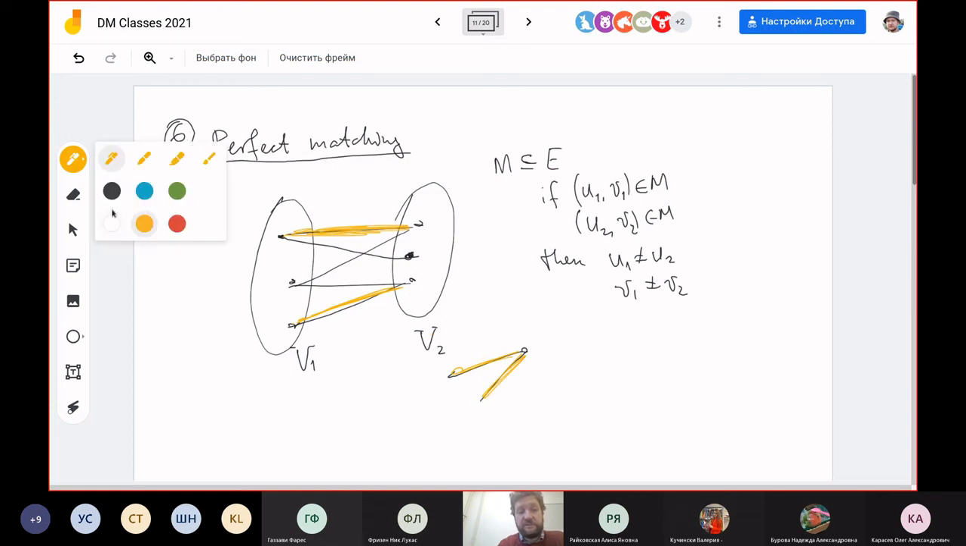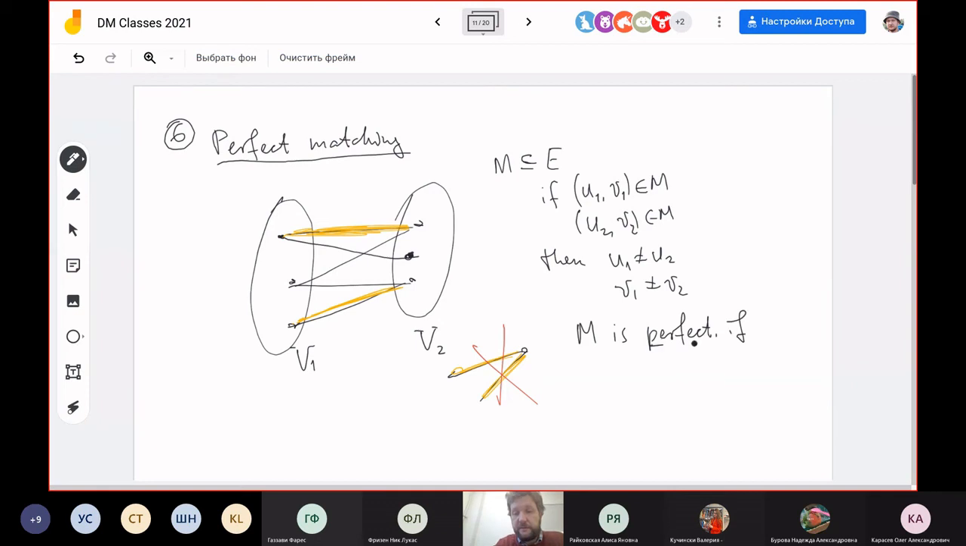This situation is not permitted. And a perfect matching, so M is perfect if it covers all V1 and V2. So this means that all the vertices are covered by this perfect matching.